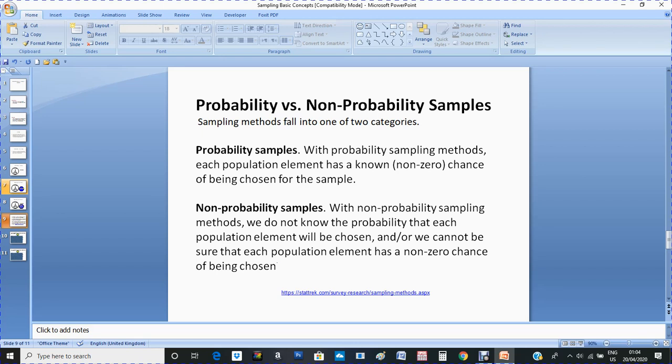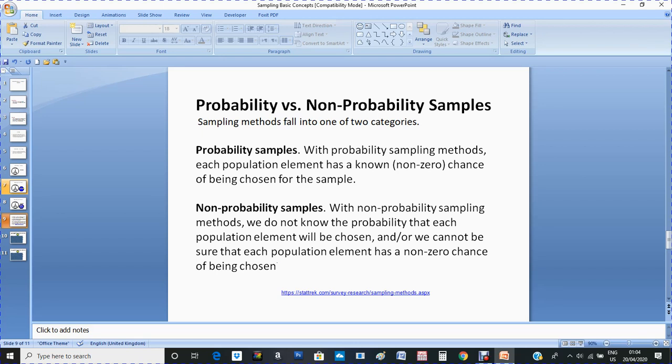Now with probability sampling methods, each population element has an equal opportunity or chance to be selected for the sample. Or, with probability sampling methods, each population element has a non-zero chance of being chosen for the sample.